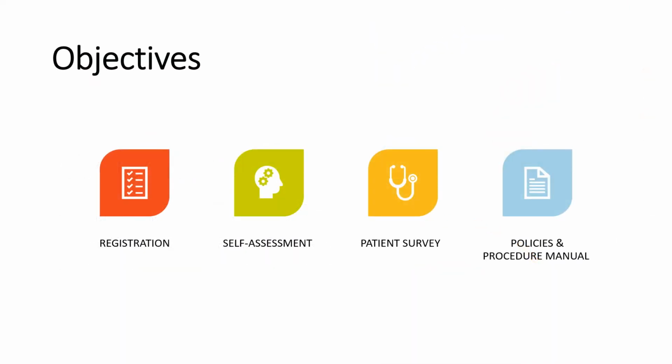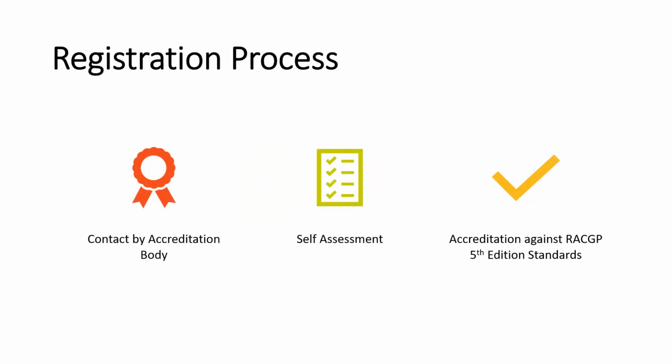In this webinar, we will cover registration, self-assessment, the patient survey, and the policies and procedure manual. The registration process. Contact by accreditation body. 12 months or so from the expiry of your accreditation certificate, your accreditation body will contact the practice to begin the process of re-accreditation.